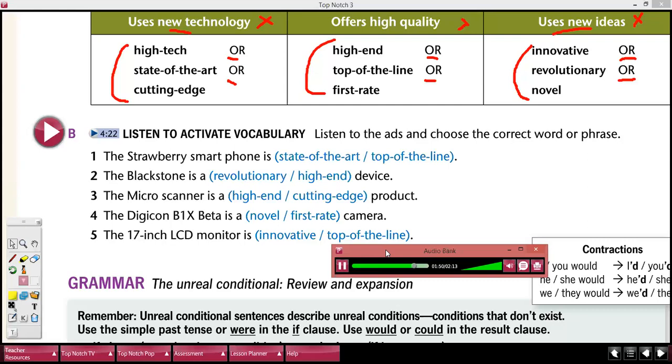Ad 5. Available today from Technicon, the 17-inch LCD monitor, the latest in Technicon's award-winning monitors. This model has a beautiful sleek design and enhanced virtual surround sound speakers. Impress your guests. They'll know just by seeing it that you've purchased the very best in the Technicon line.